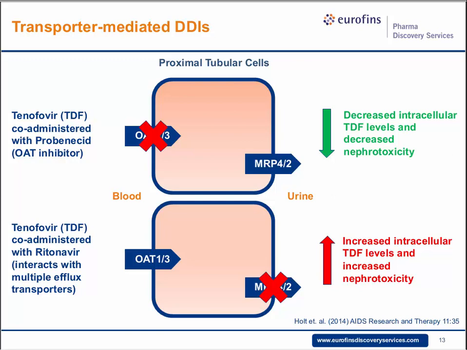Also, accumulation of this drug in kidney cells can cause nephrotoxicity. A number of drugs interact with these transporters and when co-administered can impact the clearance and nephrotoxicity related to tenofovir. For example, probenecid, which is an OAT inhibitor, when co-administered can block the uptake of tenofovir into kidney cells, which mitigates toxicity. On the other hand, when the drug ritonavir, which interacts with multiple efflux transporters, including MRP, is co-administered, secretion of tenofovir out of kidney cells decreases, and tenofovir levels accumulate in the cells with subsequent nephrotoxicity observed.